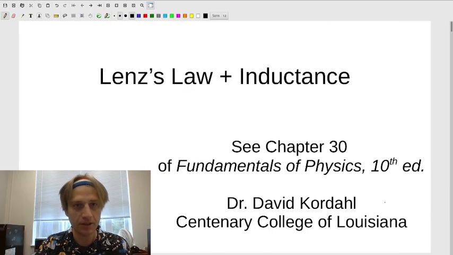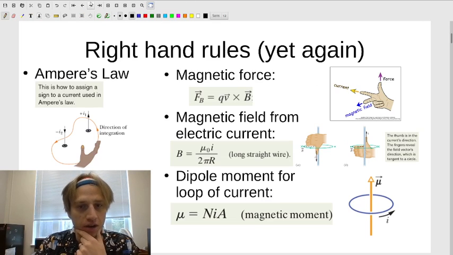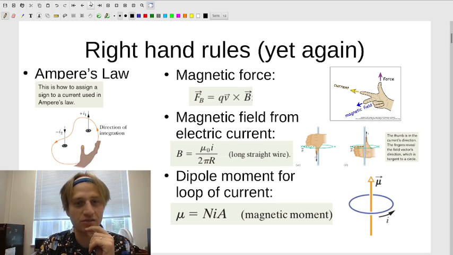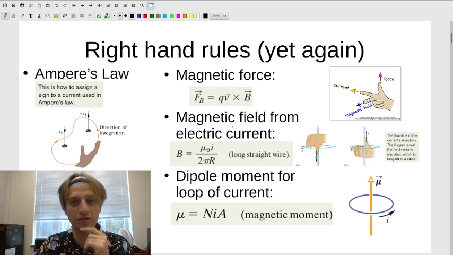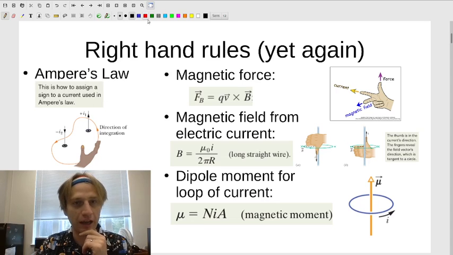Today we're going to be talking about Lenz's law and inductance. Last time we talked about induction, and just to keep us honest, so far we've got a lot of right-hand rules that we've talked about. We've talked about magnetic forces. We've talked about how currents cause magnetic fields. We've talked about the dipole model, and we've talked about Ampere's law.